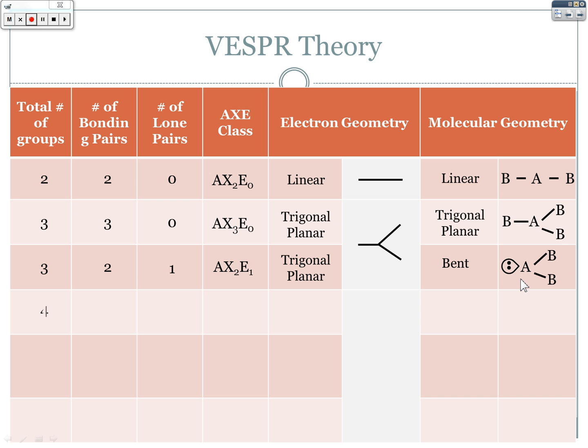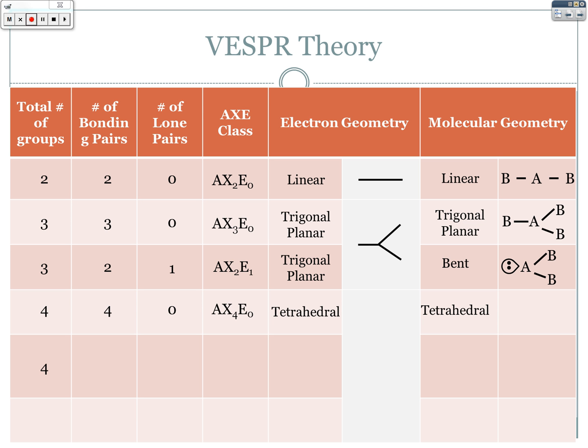Okay. We can also have 4 groups around the central atom. And we can have 4 groups with 4 bonding pairs and 0 lone pairs, which is an AXE class of, you guessed it, AX4E0. Now the electron geometry on this is actually called tetrahedral, which you guys should recognize tetra from our list of prefixes: mono, di, tri, tetra. Tetra is 4, so tetrahedral. The molecular geometry, if we have 4 bonding pairs and 0 lone pairs, is going to be the same as our electron geometry, tetrahedral again.